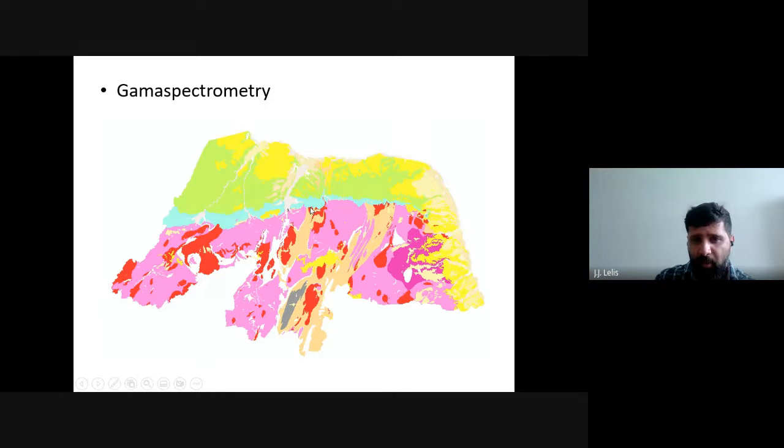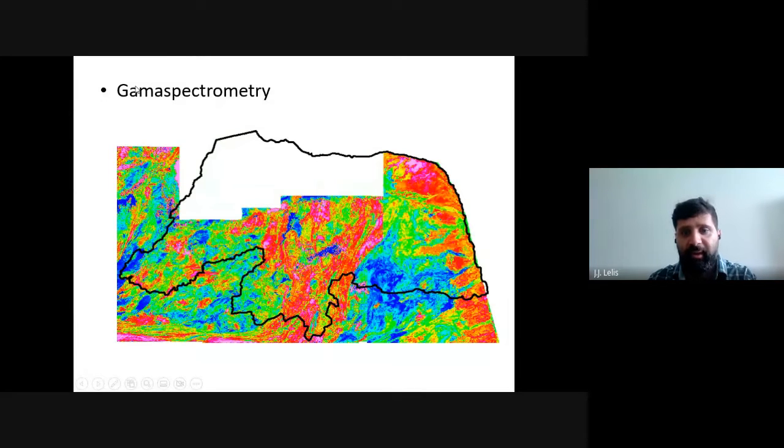This blue color represents sandstones, and this pink represents gneiss. This one, I don't know which color this is. It's not yellow, but a different kind of yellow, okay? It represents quartzites. So we can see different colors here, and if we use an image from gamma spectrometry, we can see something like that.